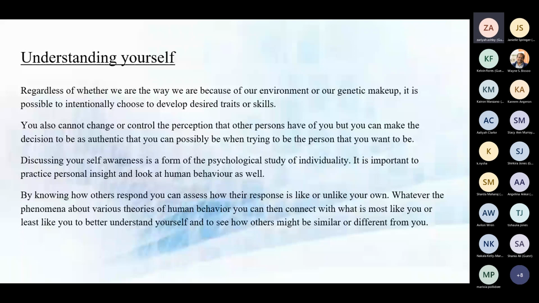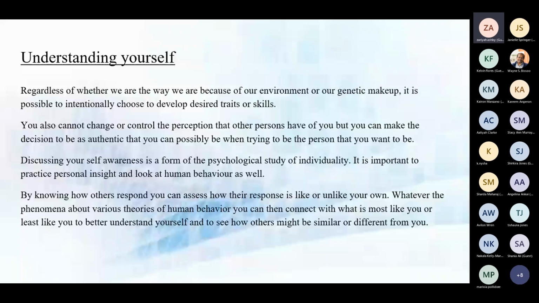So there are things that you could learn on your own, right? You can't change or control the perception that others have of you, but you can make the decision to be as authentic as you possibly can when trying to be the person that you want to be. And as mentioned before in previous lectures, authenticity is very important in the practice of leadership.